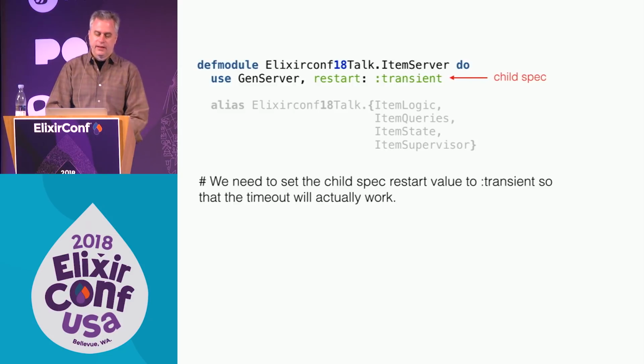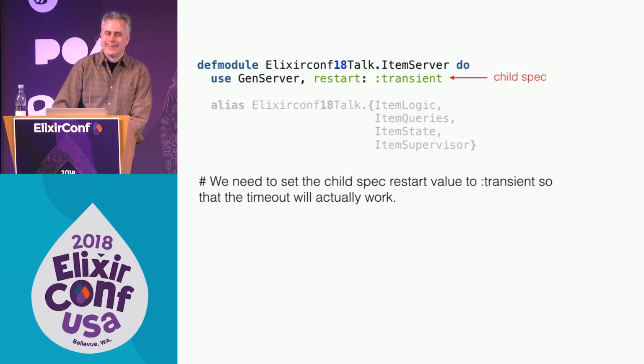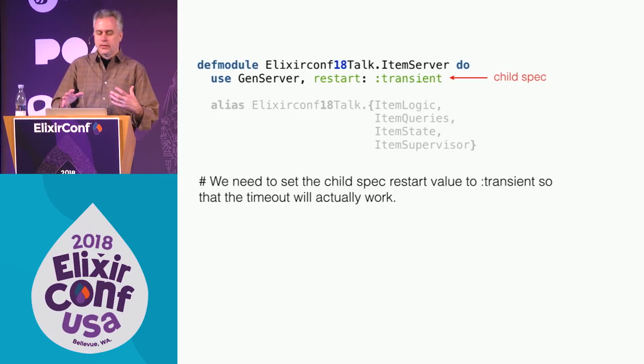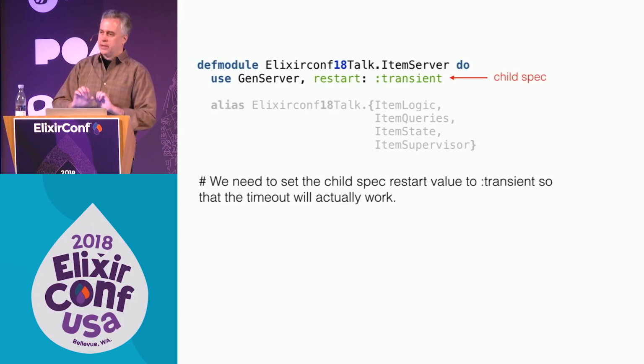Now, funny little thing, if you don't reset your restart strategy to transient, your supervisor will never let you time out a process, because the default restart strategy is permanent, which means that the supervisor will restart your process no matter what, even if you're really, really, really trying to terminate it. So if you make it transient, if the process crashes abnormally, your supervisor will restart it, but if you're trying to kill it in a calm and relaxed way, the supervisor will let it go away.